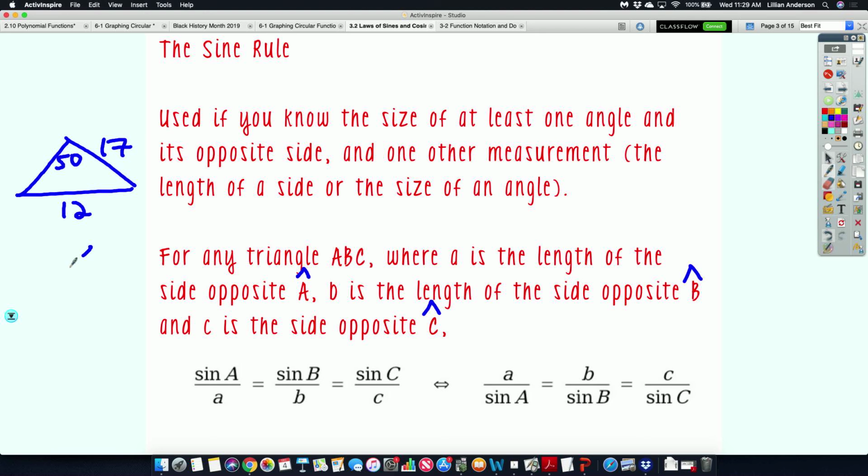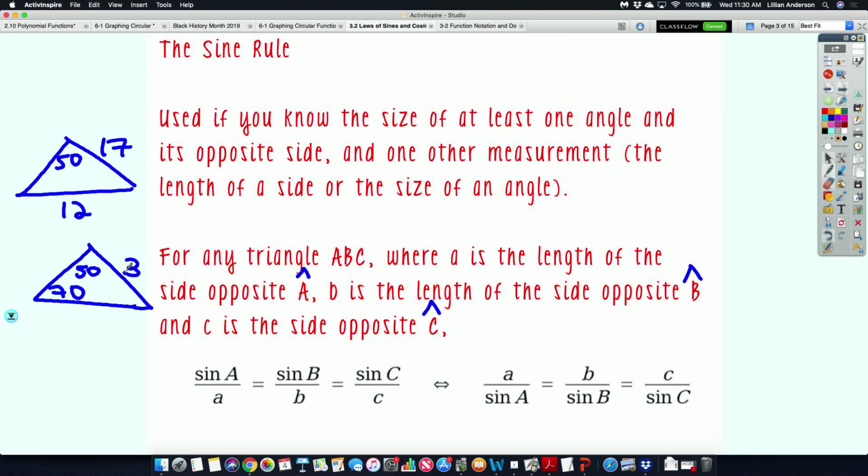Okay? Another example, if this is 50 and this was 70 and then this was 3. That's probably not likely, but I could also use sine rule here. Okay? And this is sine rule. This is not SOHCAHTOA. This is not opposite over hypotenuse. This is a full rule.